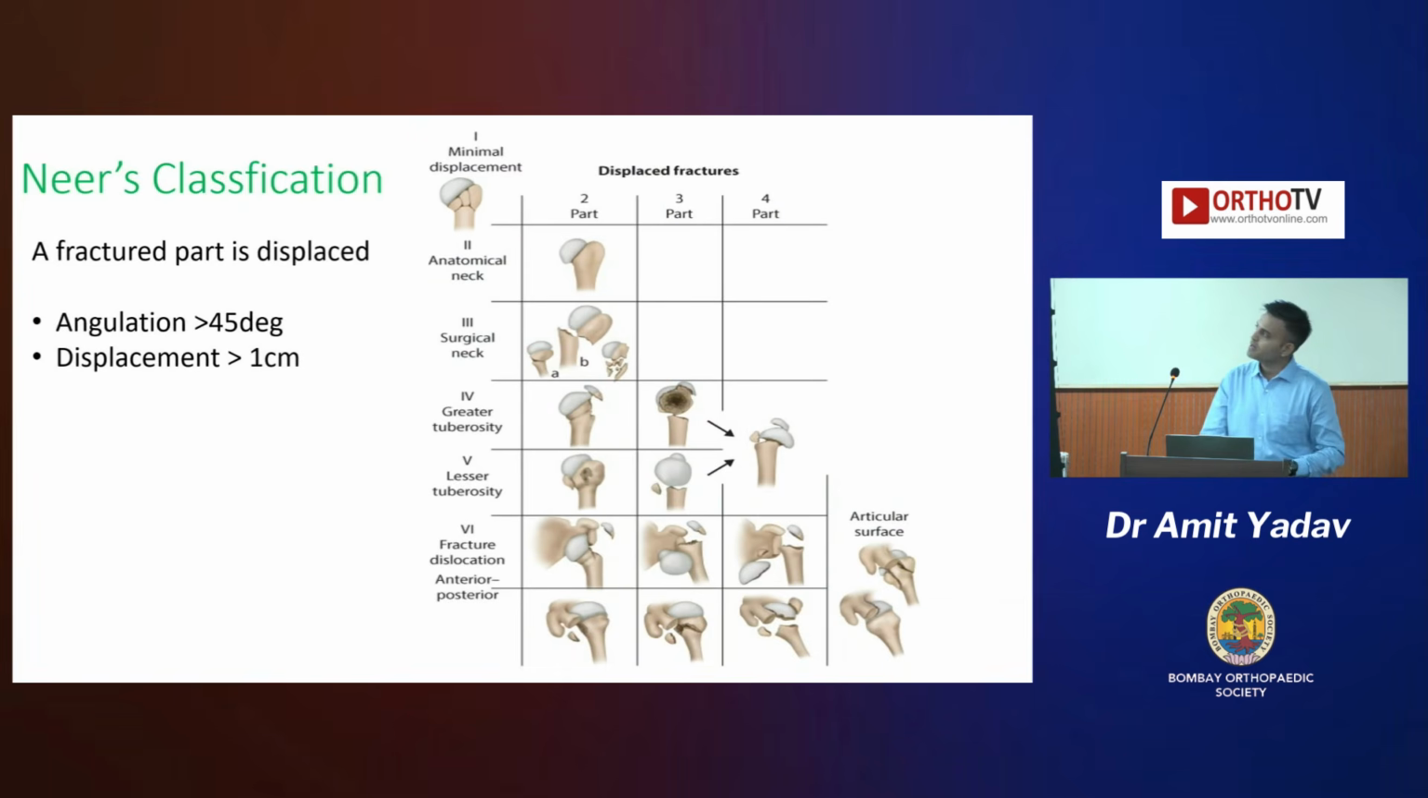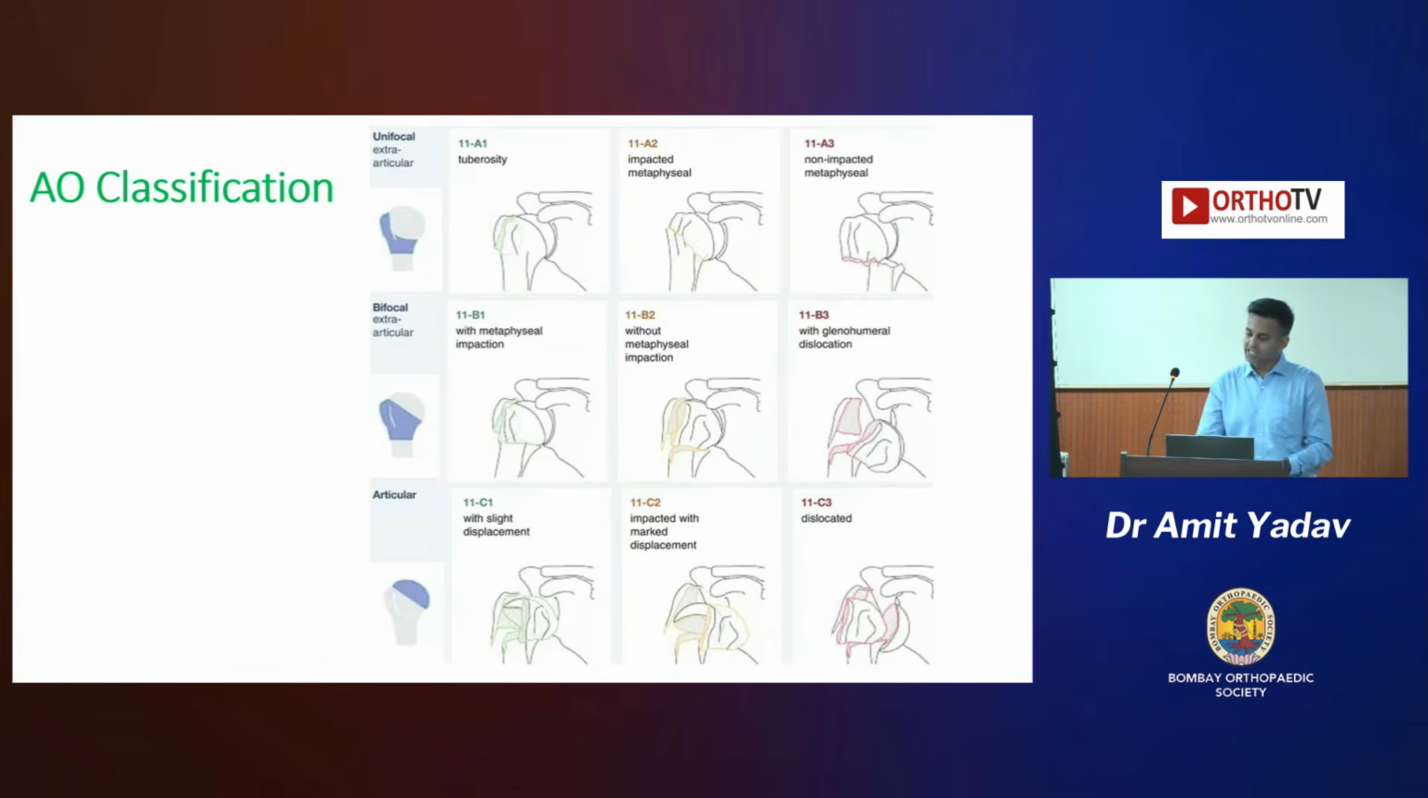So the most commonly used classification is the Neer classification. He classified the fracture based on the number of fracture parts. A fracture part is defined as a part which is displaced more than 1 centimeter or angulated more than 45 degrees. So depending on that, there are 1 part, 2 part, 3 part, and 4 part fractures along with fracture dislocations. The AO classification classified as extra-articular unifocal, extra-articular bifocal, and intra-articular, and then A, B, C types.